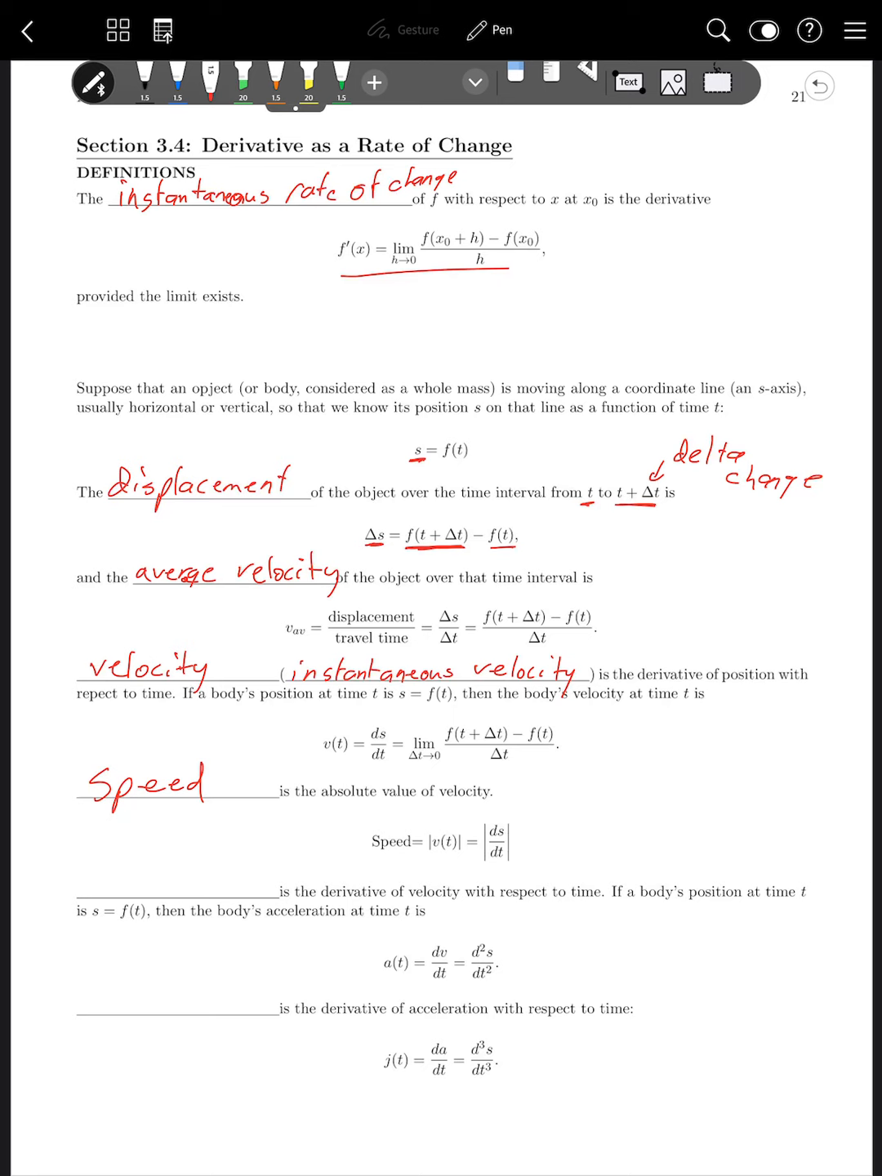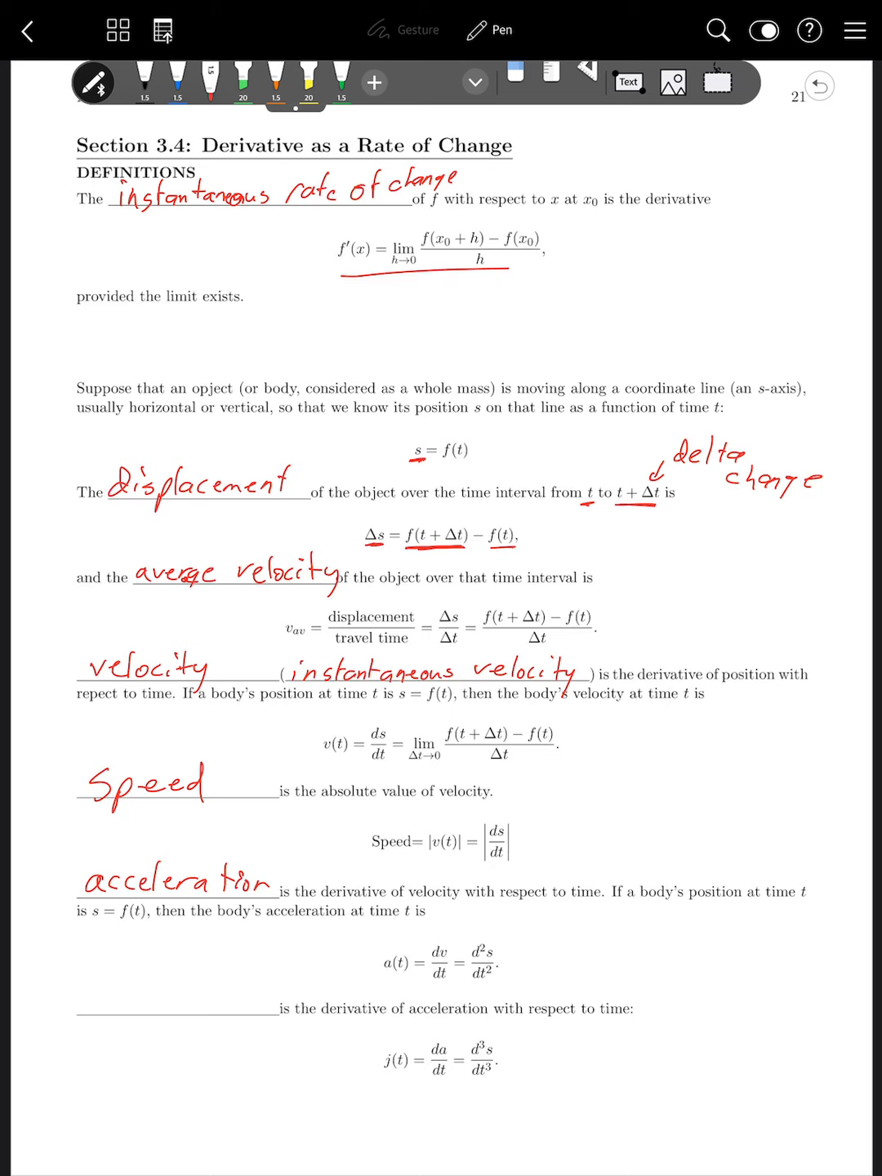Velocity is the rate at which displacement is changing. So that's why it's the first derivative. If I want to know the rate at which velocity is changing, we call that acceleration. So acceleration is the derivative of velocity with respect to time. If a body's position at time t is s equals f of t, then the body's acceleration at time t is a of t equals the derivative of the velocity function, or the second derivative of its position. Okay, so acceleration is simply how fast the velocity is changing.